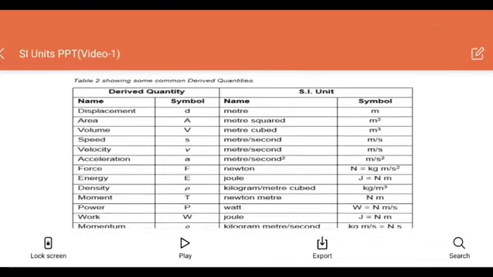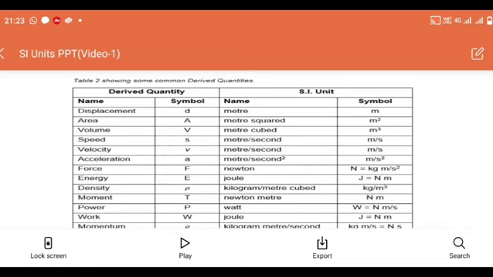Next, we move to the derived quantities. A derived quantity is a quantity which is derived from fundamental quantities, so it is called a derived quantity. Let's see one example. Take velocity. Velocity is defined as displacement by time. Displacement is measured in meters and time in seconds. Already we discussed that the meter is the SI unit of length and the second is the SI unit of time.